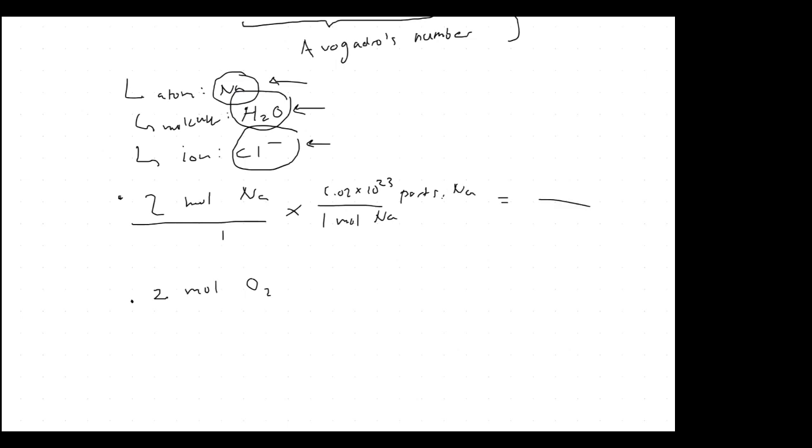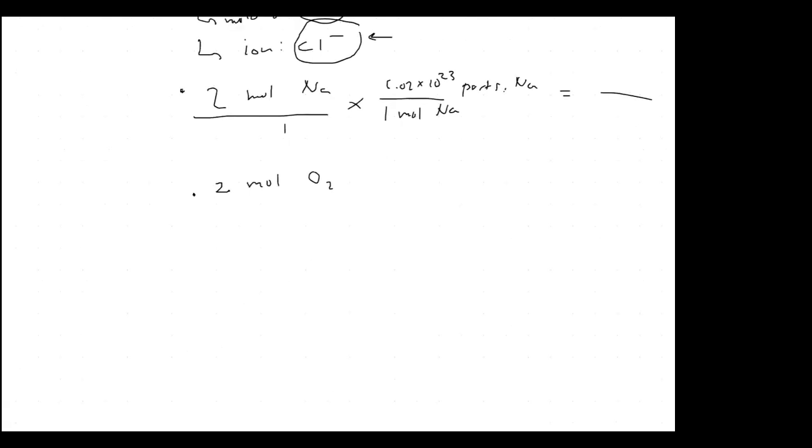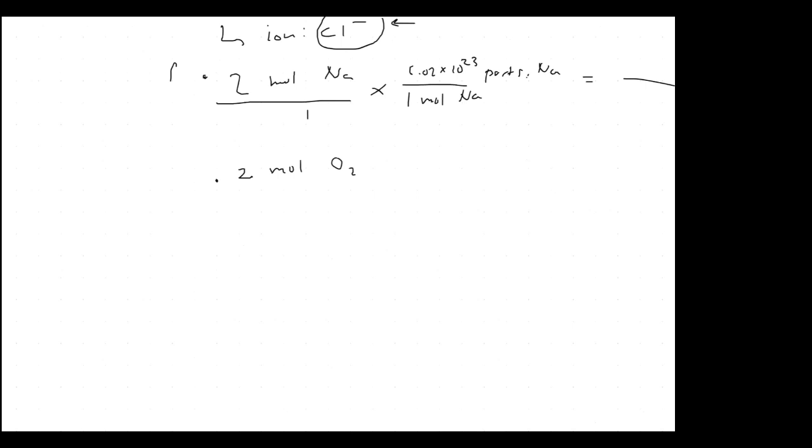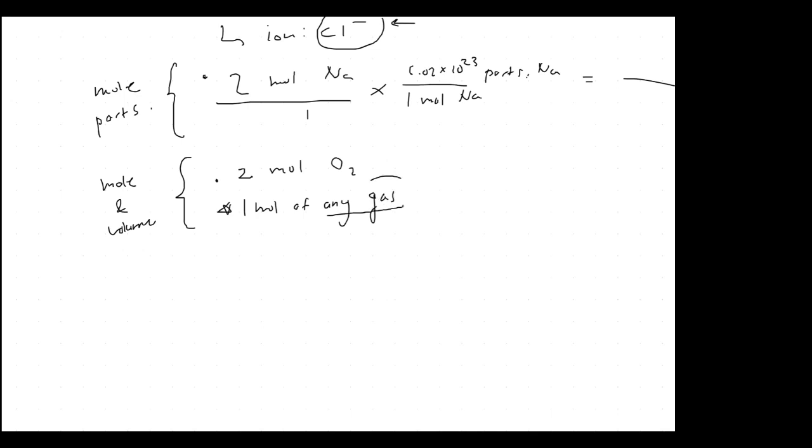Now, there are other types of mole conversions that you need to know. The one we just did was mole and particles. The next one we need to know is moles and volume. To solve these types of problems, you need to know that 1 mole of any gas, and it needs to be a gas, has the volume of 22.4 liters. And that helps us out a lot.